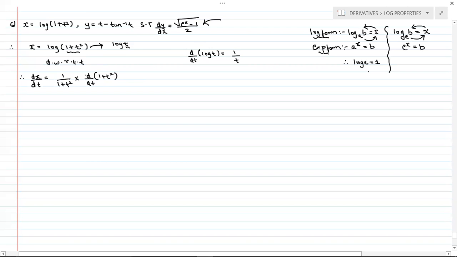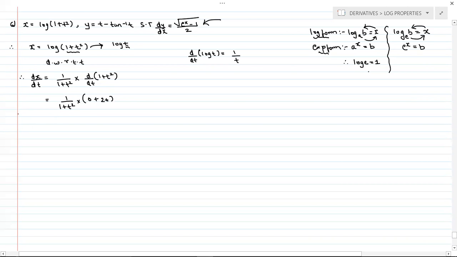So whatever the formula was for x, it will go for t also. So after this, 1 upon 1 plus t square into, now we have to find the derivative with respect to t. Check out how many terms are there. There are two terms. Derivative of one will be what? 0, and derivative of t square using x raised to n, you will get 2t.